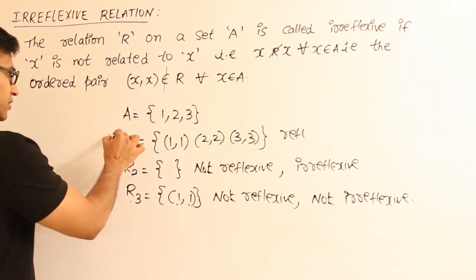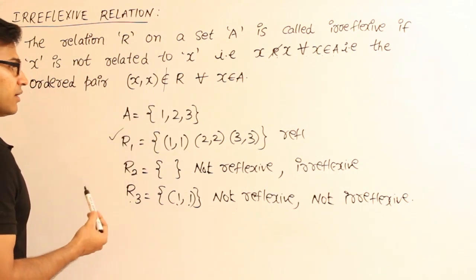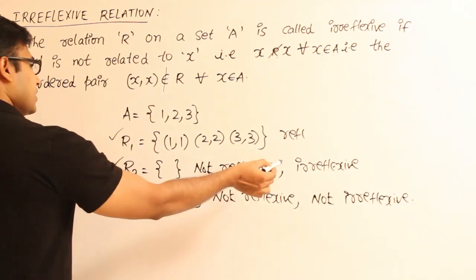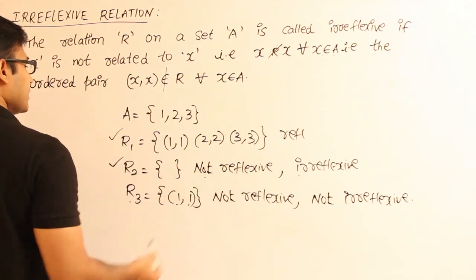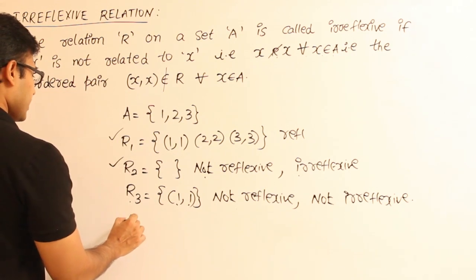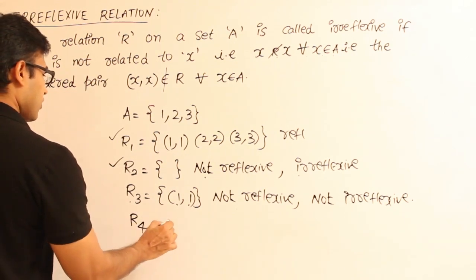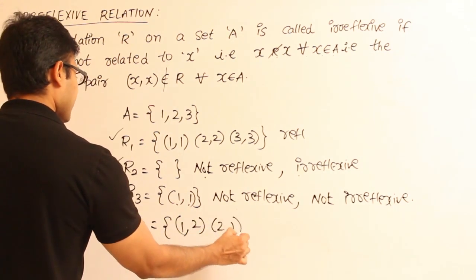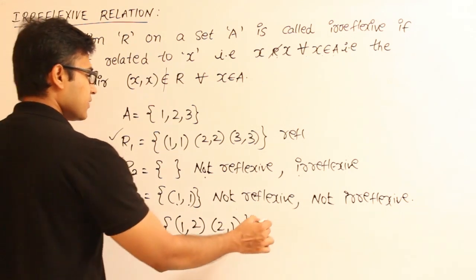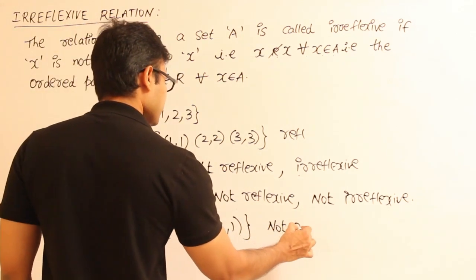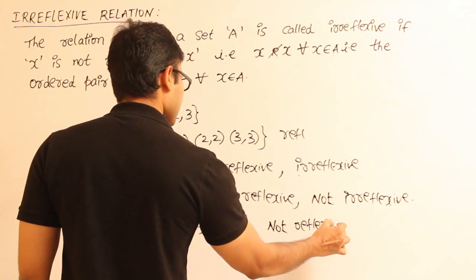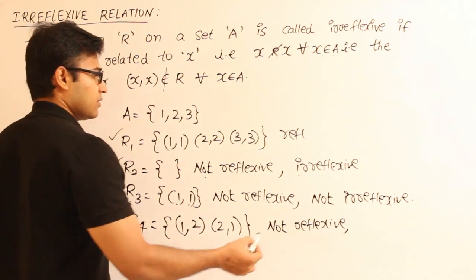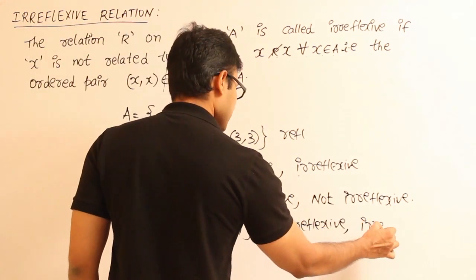If all the diagonal elements are present, then only a relation can be reflexive. If no diagonal elements are present, then it can be irreflexive, but it cannot be reflexive. Let me give you one more example here. Let us say R4 equals {(1,2), (2,1)}. It is definitely not reflexive. Is it irreflexive? Yes, it is irreflexive because no diagonal element is present.